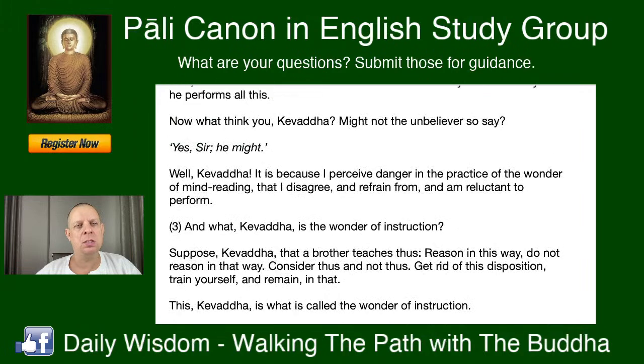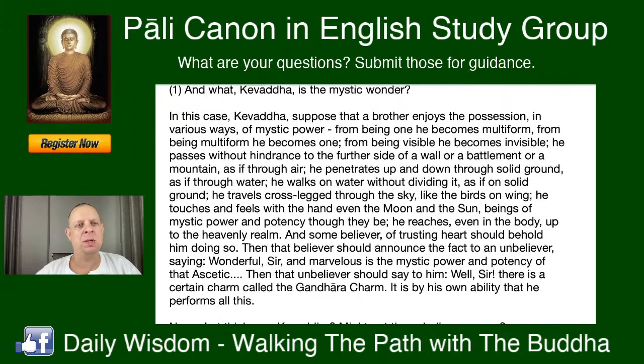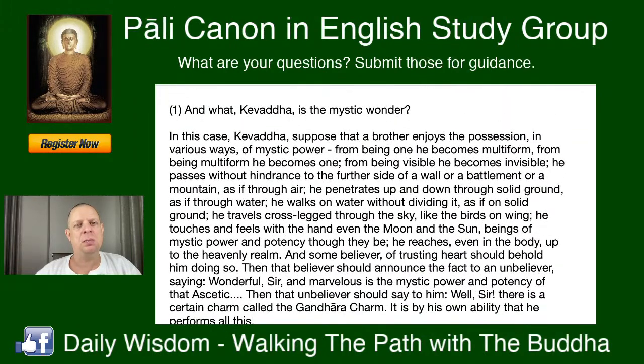So here, this is the Buddha explaining what I was explaining previously, that he doesn't practice this mystic wonder. He's reluctant to do it. And the reason why he's saying that is because somebody who doesn't understand these teachings, seeing that miracle, is going to have difficulties, wondering, like, what is this guy doing?